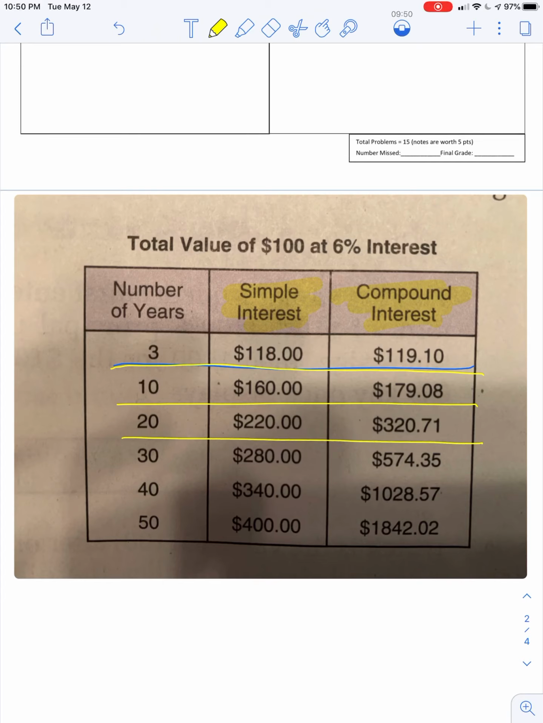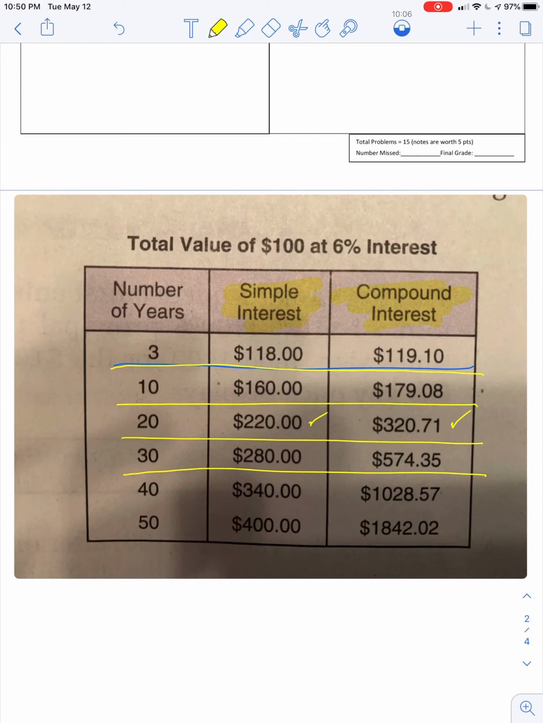At the end of 20 years, you have $220 in your simple interest account. You would have $320.71 if you had put it into an account that pays compound interest. Look at the end of 30 years. Now you're starting to see some jump here.